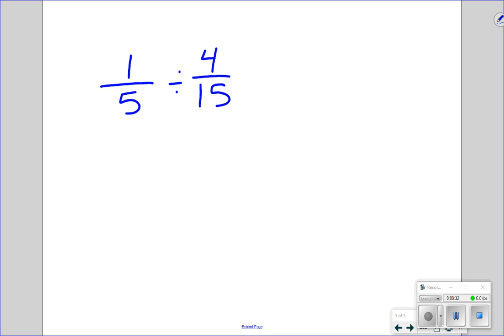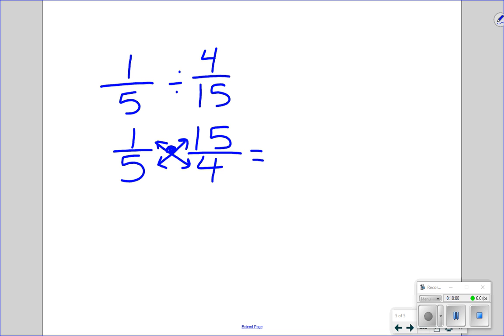So 1/5 divided by 4/15. We'll change division to multiplication. So I'll keep the first one the same. Change to multiplication, multiply by the reciprocal. And I'll check to see if I can cross cancel. Once I have multiplication, I can cross cancel. So we're looking diagonally. The 1 and the 4 are diagonal from each other, but they don't have any common factors, so I can't simplify 1 and 4. So I'll leave them alone.